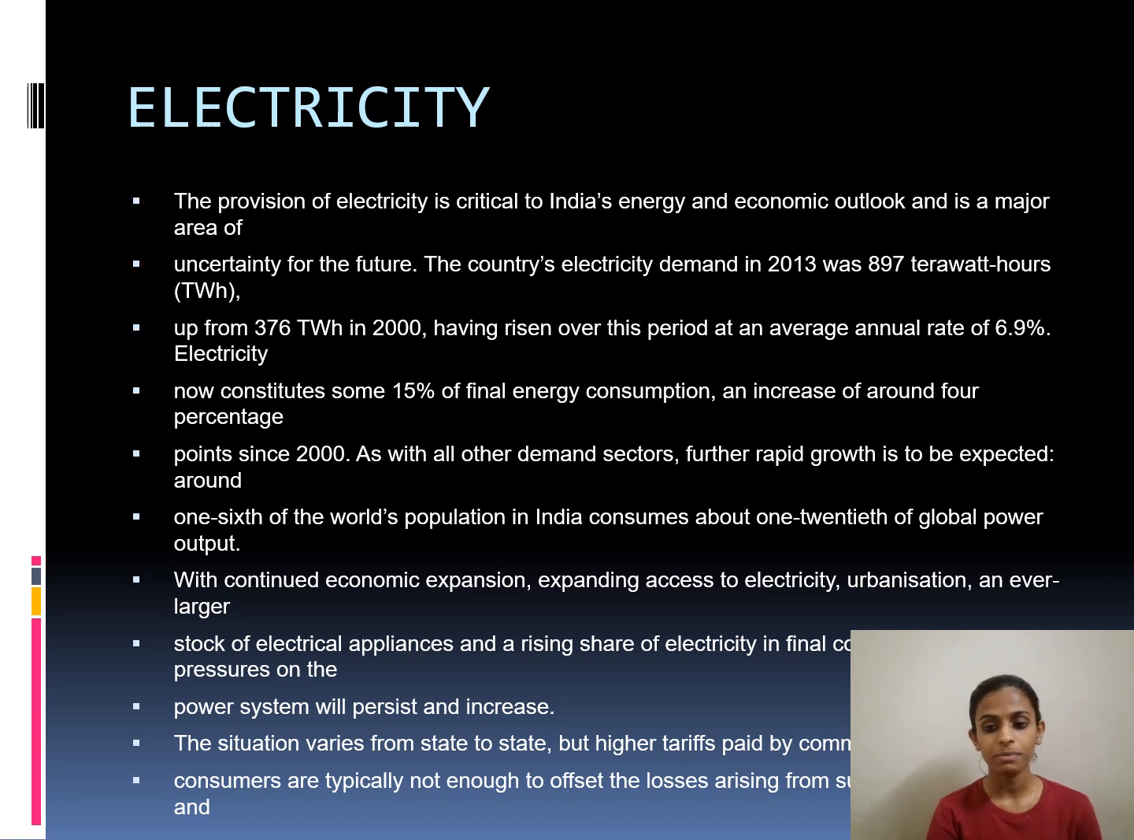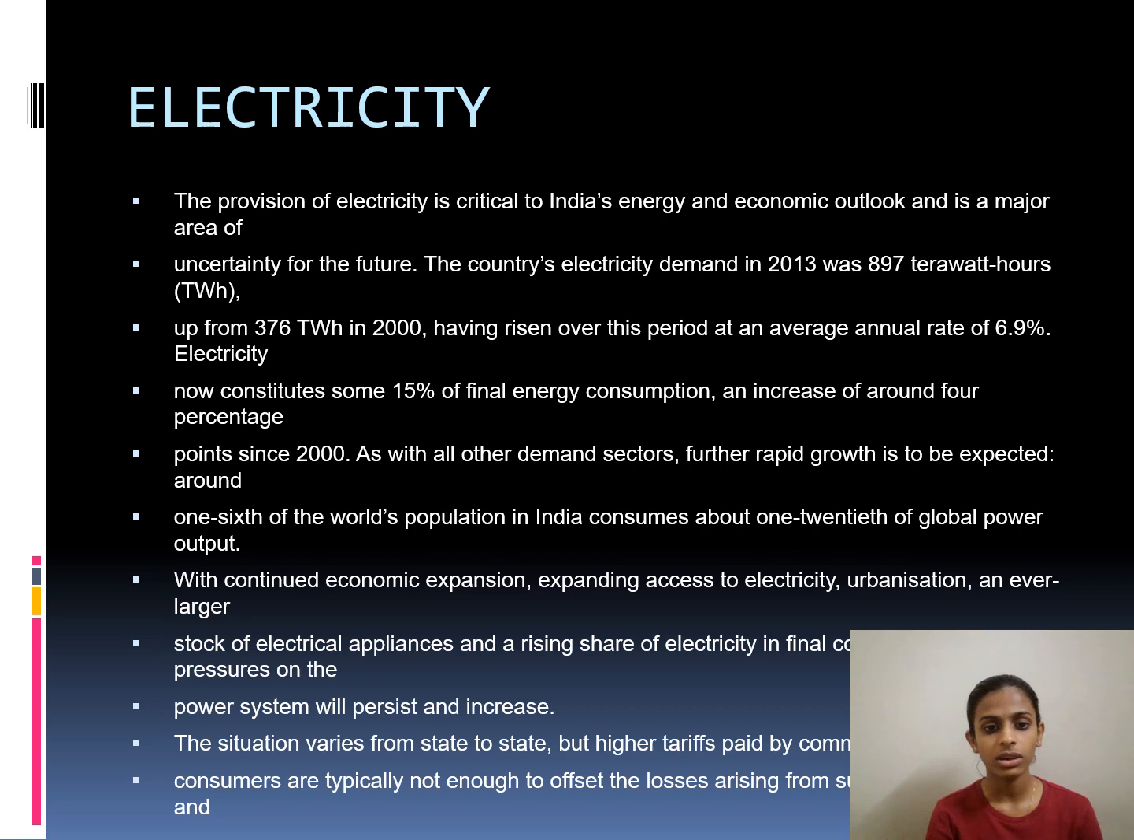So, moving to another subtopic, that is electricity. The provision of electricity is critical to India's energy and economic outlook and is a major area of uncertainty for the future. The country's electricity demand in 2013 was 897 terawatt hours, up from 376 terawatt hours in 2000, having risen over this period at an average annual rate of 6.9%.